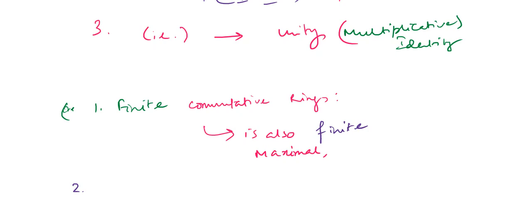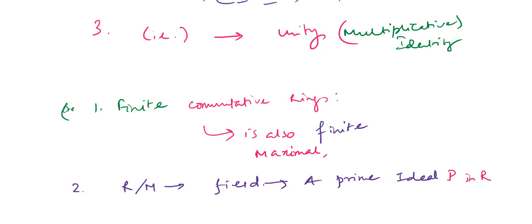In general ring theory, a maximal ideal M in a commutative ring R corresponds to the fact that R by M is a field, and a prime ideal P in R gives that R by P is a domain, a ring without zero divisors.